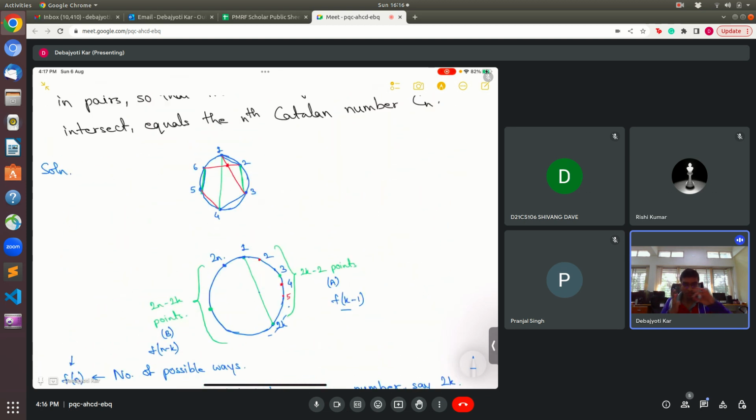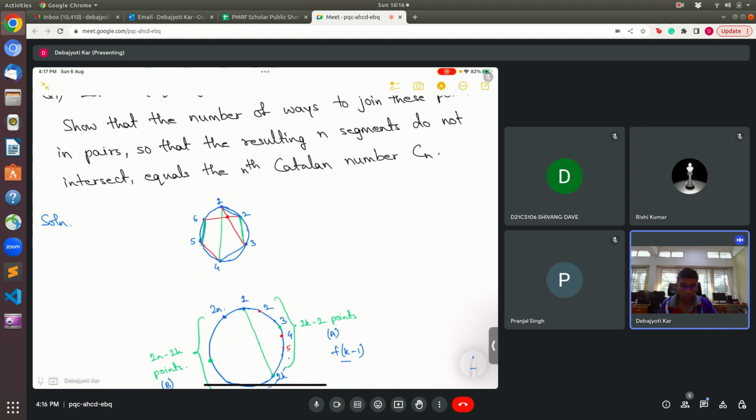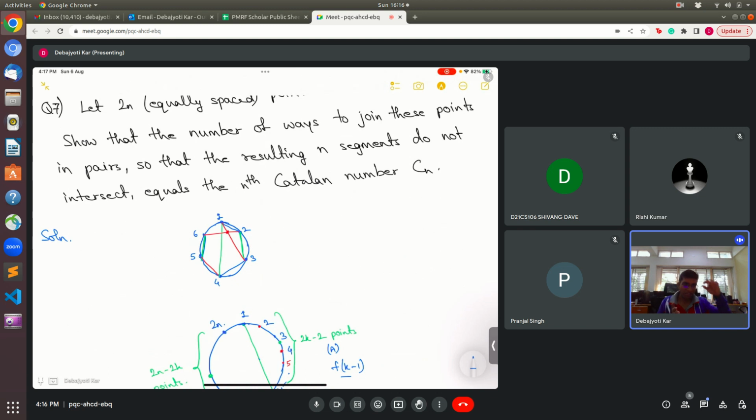So these are seemingly two different problems. What definition of Catalan number did we start with? It is the number of ways in which you can travel from 0, 0 to n, n without crossing y equal to x. And in this problem we are considering in how many ways can you pair these 2n numbers such that no two segments intersect. These are two seemingly distinct problems, but surprisingly, in both of them the number of possible ways is the nth Catalan number. So this Catalan number pops up in many other such places also, surprisingly.